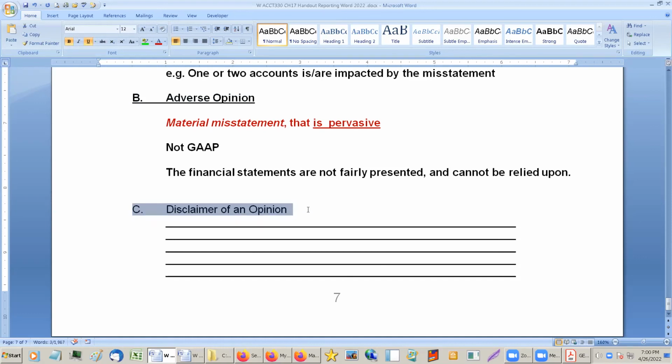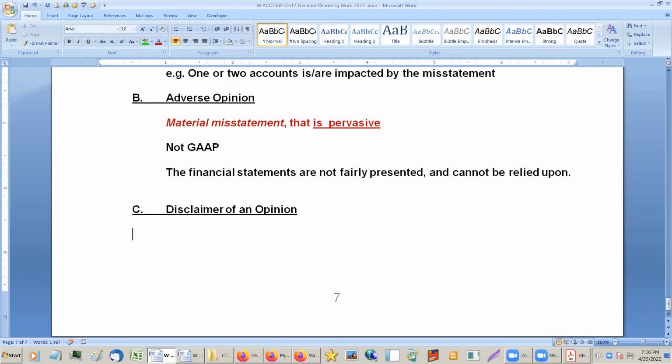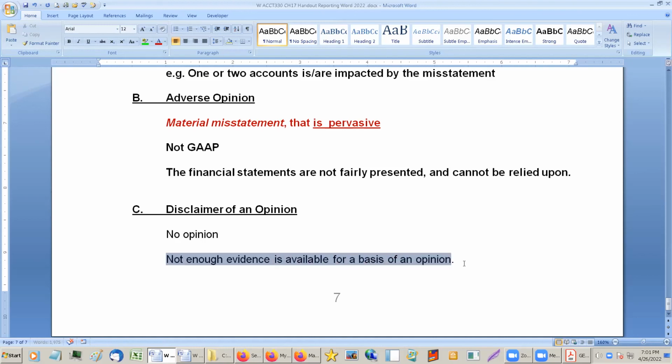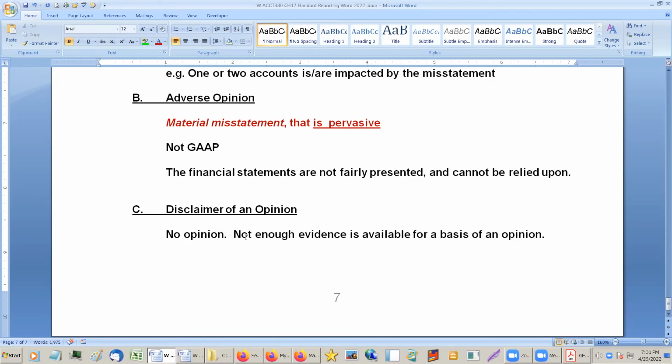And the last one, disclaimer of opinion. This one, even though it's listed as an opinion, it really is no opinion. And I'll tell you one more weird one.